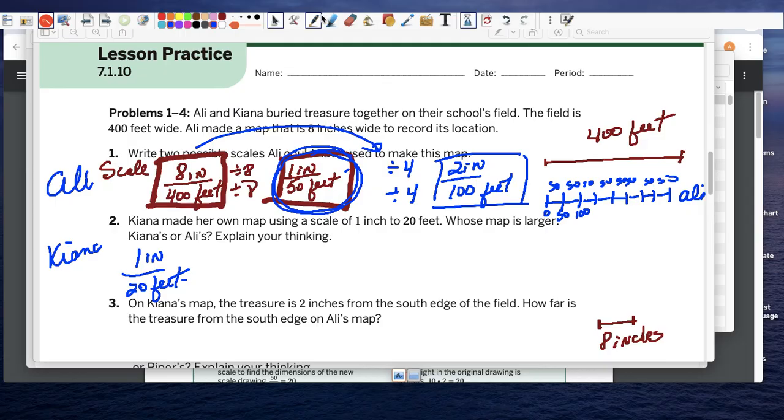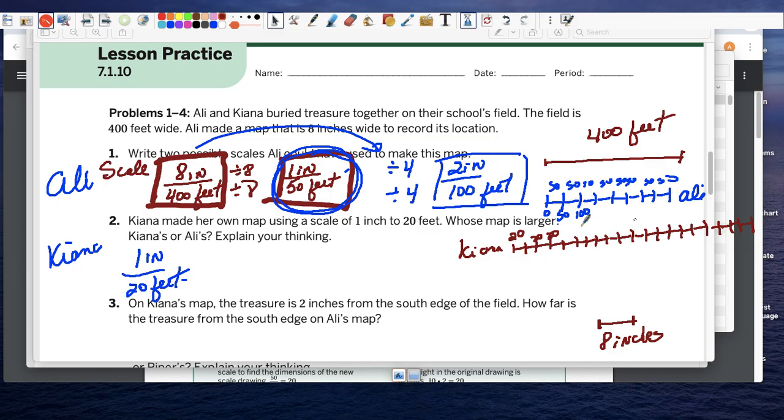Now, Kiana says, no, every inch is going to be 20. So I'm just going to write Kiana over here. For her, the same inch, but instead of 50, this is 20. Another 20. So that's 40, 60, 80, 100, 120, 140, 160, 180, 200, 220, 240, 260, 280, 300, 320, 340, 360, 380, 400.